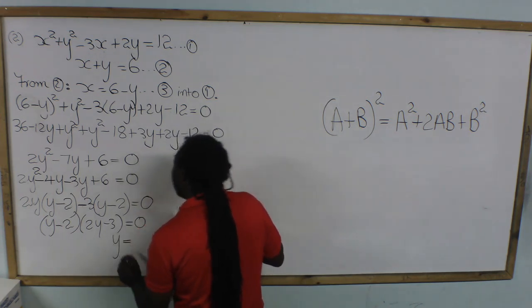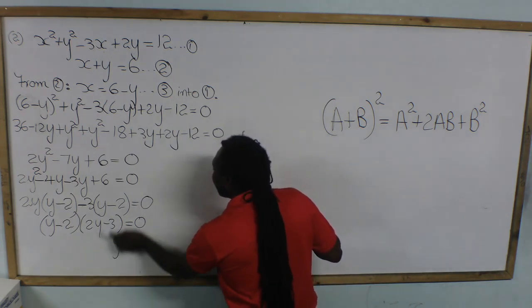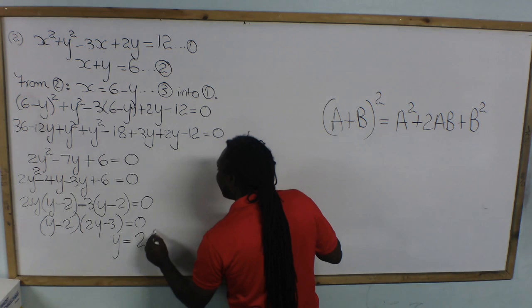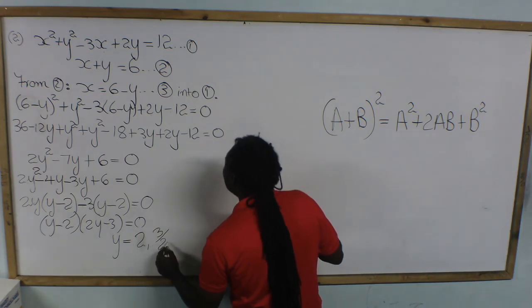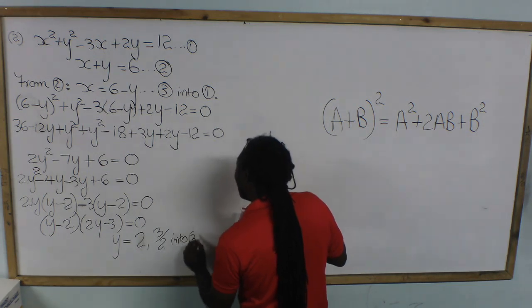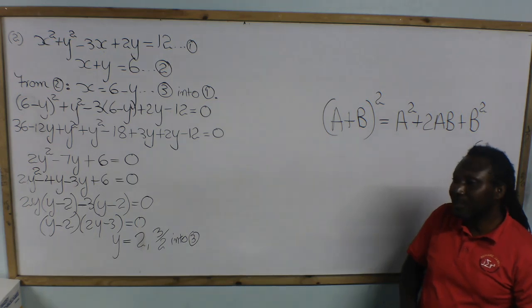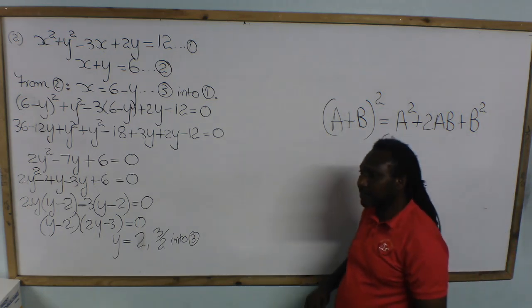So in this case, y is equal to positive 2 and also 3 over 2. We put them into equation 3.